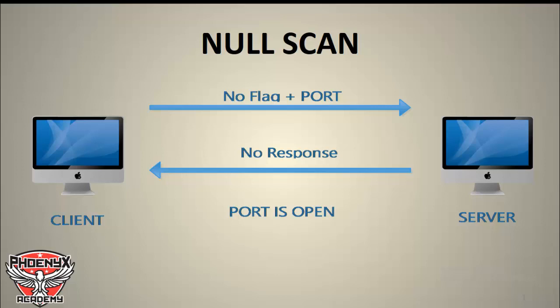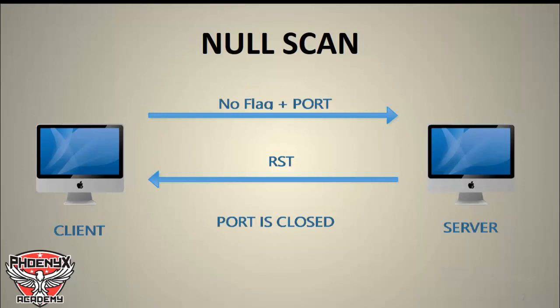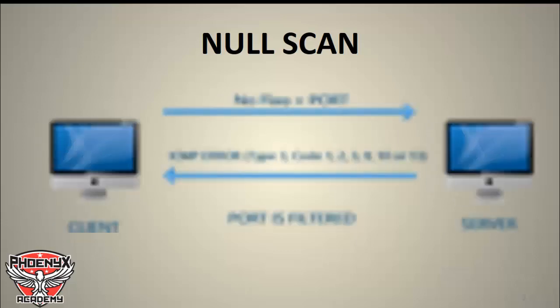In a null scan, the client sends a packet with no flag, just as the name suggests, null. It's like a TCP packet with no flag over a particular port that it wishes to communicate with on the server. If it doesn't receive any response from the server, then we can say that particular port is open. However, if the response is a packet that contains a reset flag, then we can say that particular port is closed. So basically, that is how a null scan functions.